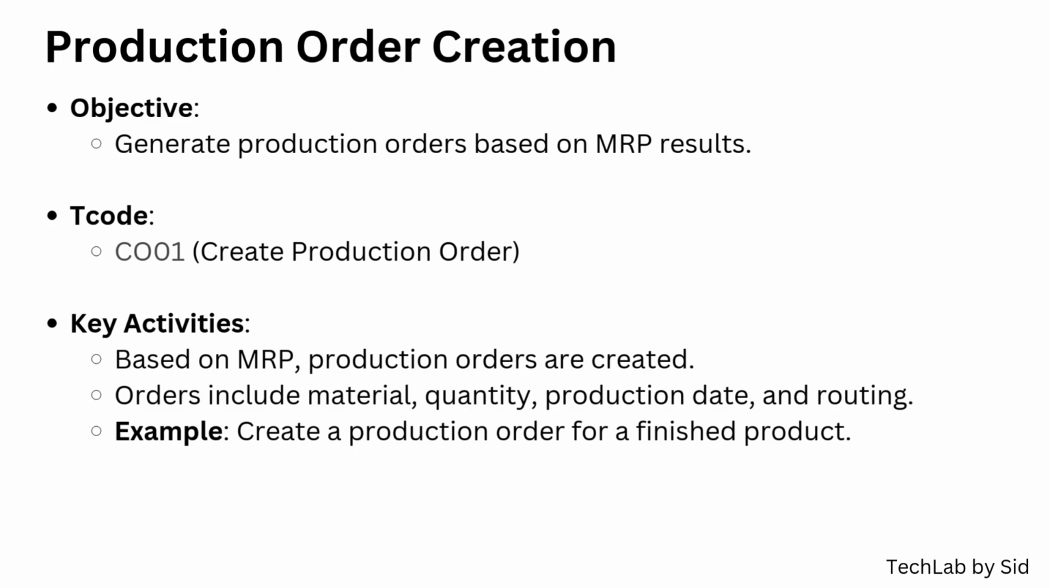Once MRP has completed its analysis and created procurement proposal, the next step is production order creation. This is where the actual production orders are generated based on the requirements calculated by MRP. Production orders can be created using Tcode CO01. A production order contains essential details like the material to be produced, the quantity, the required production dates, and the routing, which defines the steps involved in production.